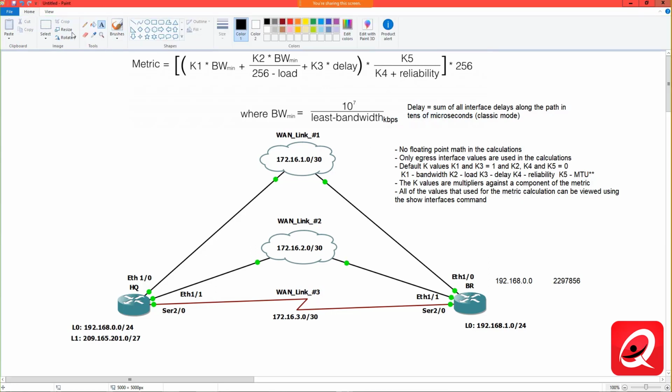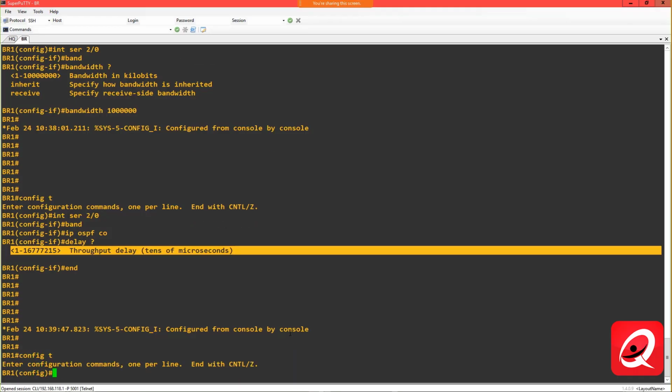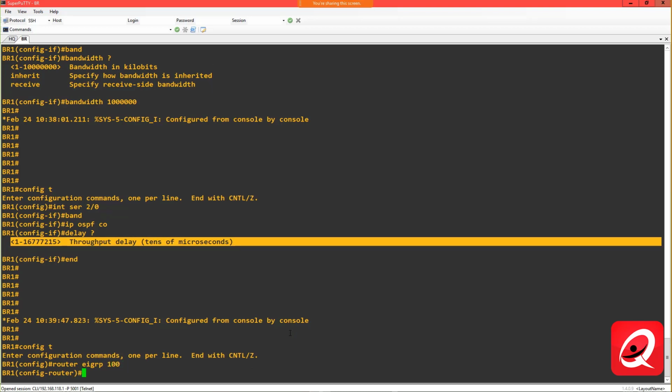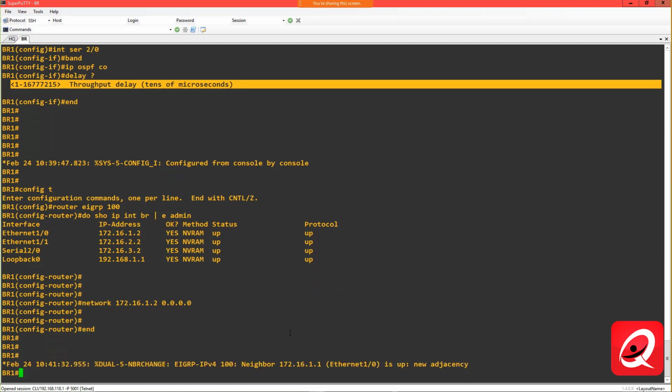Okay, so let's go ahead and enable our next interface, which I guess I'll go ahead and enable Ethernet 1.0 on the branch router for EIGRP. So router EIGRP 100, do show IP interface brief, exclude admin. So we're going to do a network of 172.16.1.2, 0.0.0.0. So I should get another adjacency here.